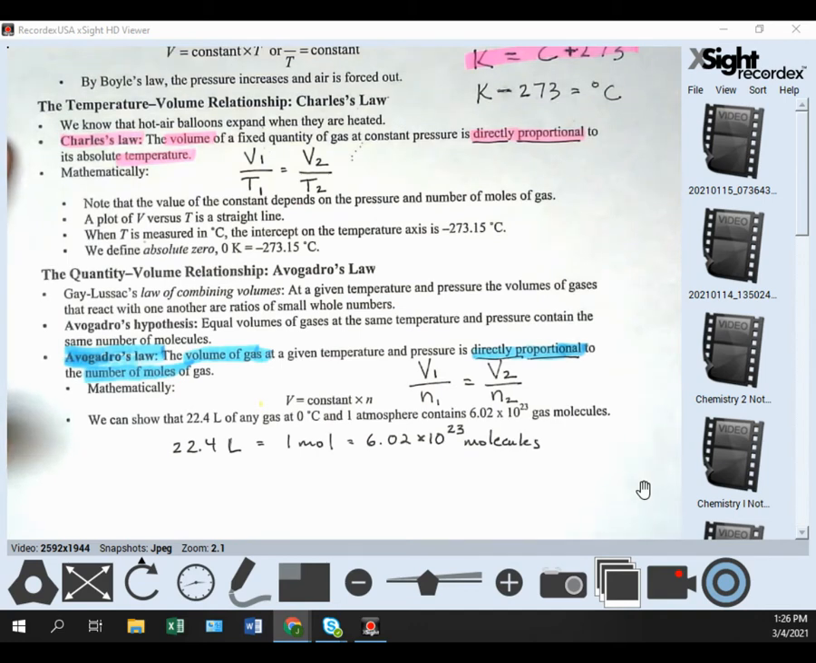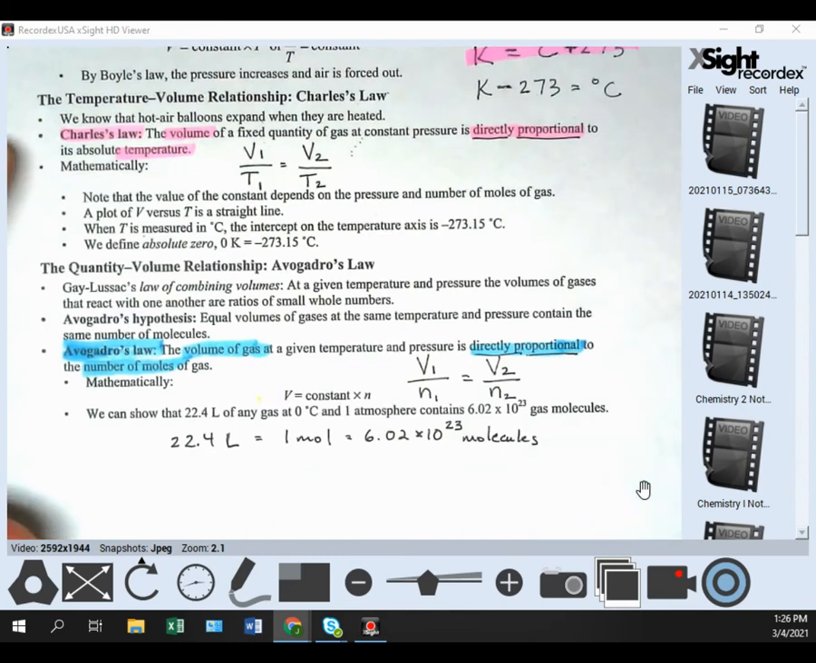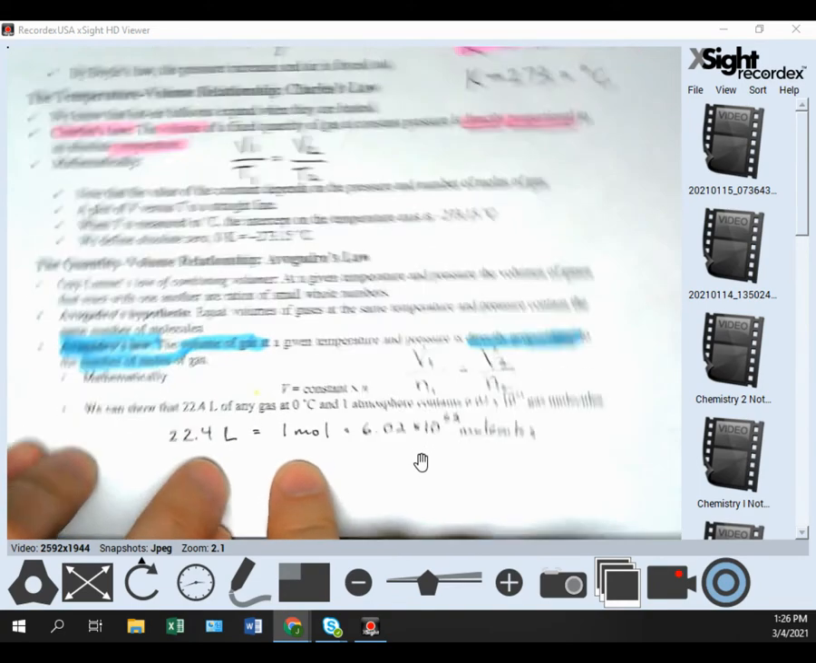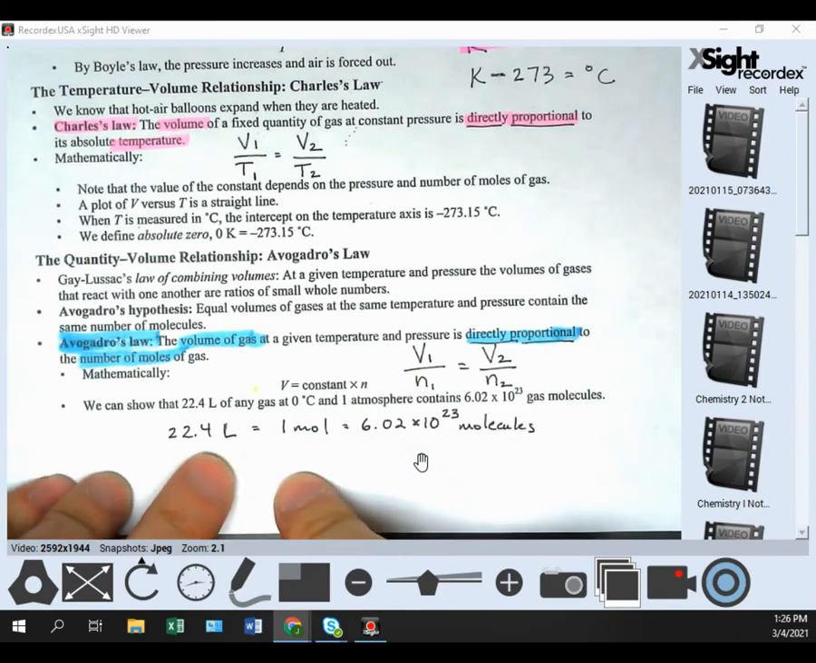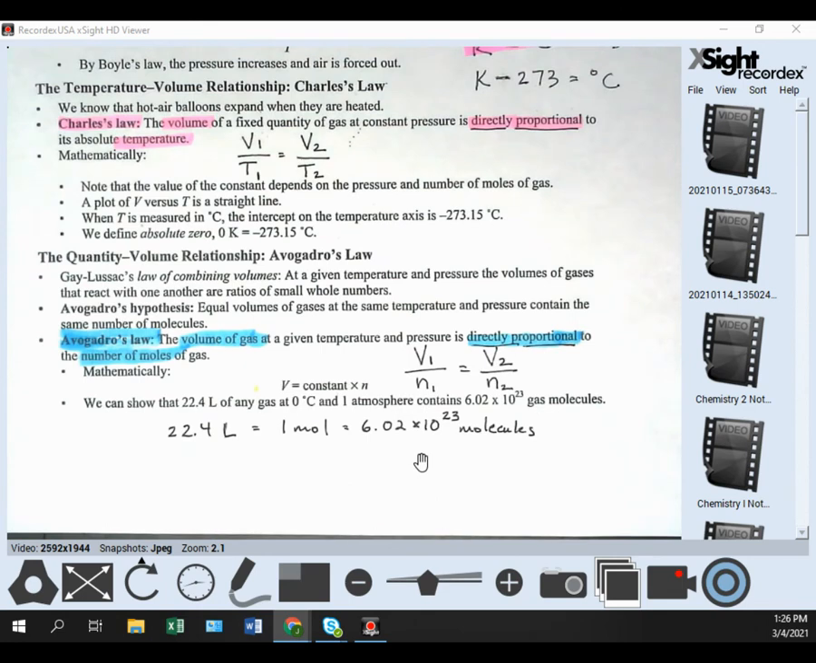This last thing, we can show that 22.4 liters of any gas at 0 degrees Celsius and 1 atmosphere contains 6.02 times 10 to the 23rd gas molecules. So this gives us the conversion. Essentially, 1 mole of a gas is always equal to 22.4 liters of that gas. So you can convert between volume and moles, which isn't something we're used to doing. That's just for gases, though. Any questions on that?